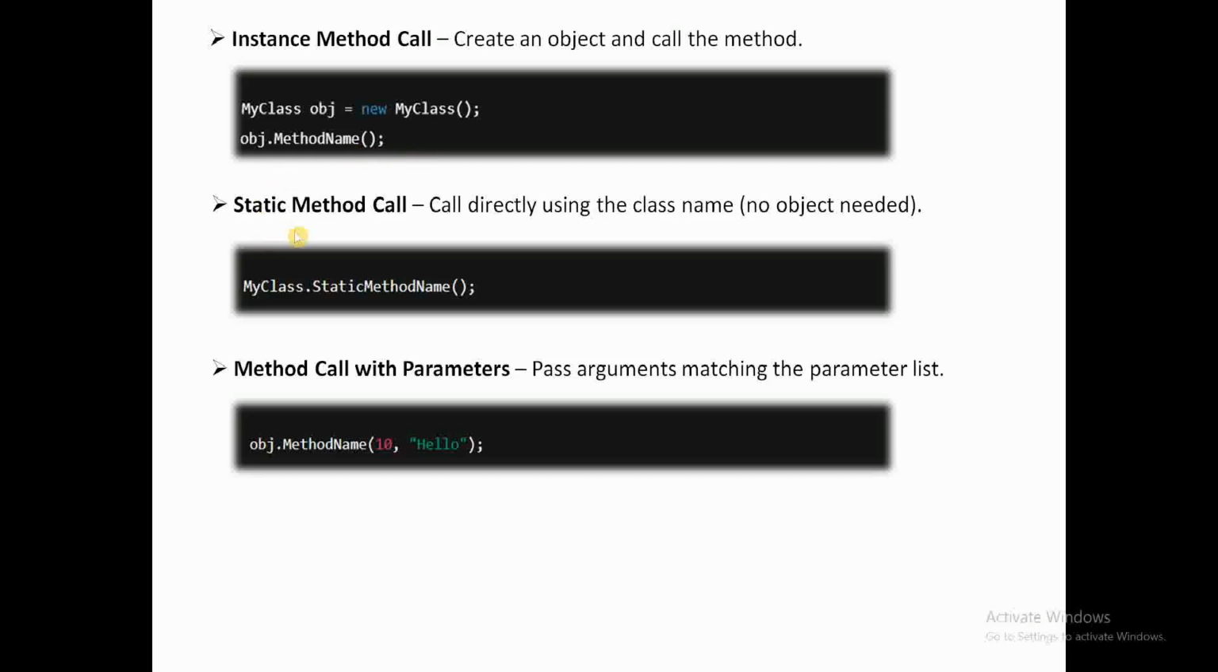Next we have the static method call. It calls directly using the class name, no object needed. We don't need to create any object or instance of that particular class. We can directly use the class name with the method name along with the parentheses. So this is the simple way of calling a method if we have any static method available. Next we have method call with parameters, which passes arguments matching the parameter list. If we want to pass some parameters along with the method name, we can do it this way.